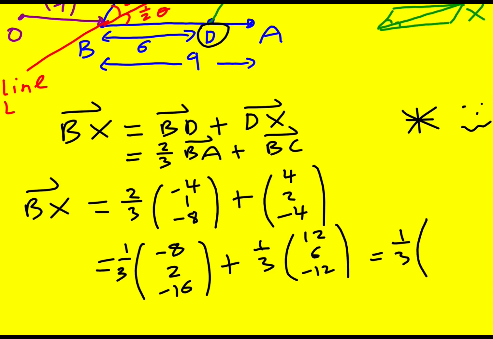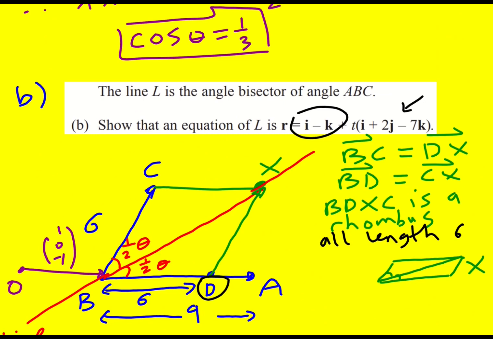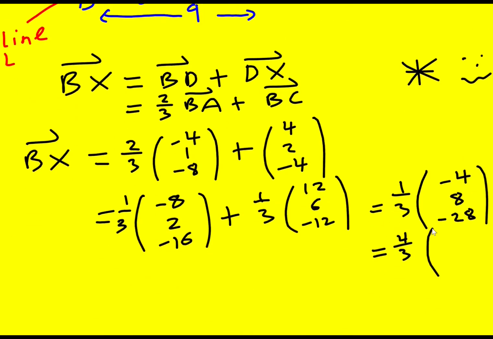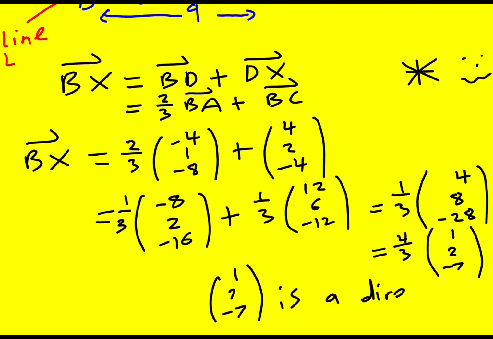And so overall, I'm going to get a third. And then I can actually just add these. So I'll get minus 4, 8, and minus 28. And actually, there's a common factor of 4 here, so I can even factorize that out. Let's just check the answer, so we wanted 1, 2, and minus 7. So in fact, that should have been 4 because it was minus 8 plus 12. So now I'm going to get 1, if I factorize out the 4, 2, and minus 7. 1, 2, minus 7 is a direction vector. I can ignore the 4 over 3.